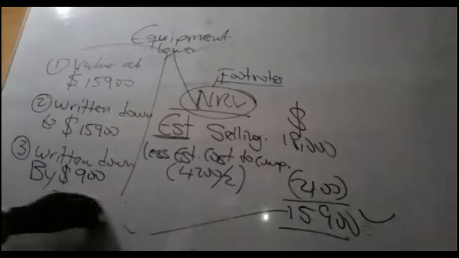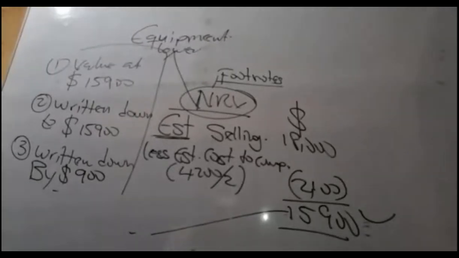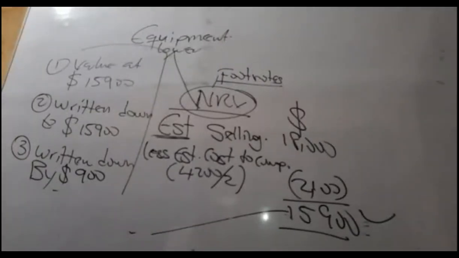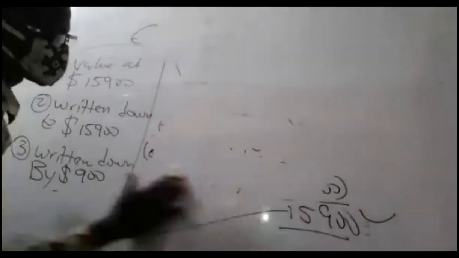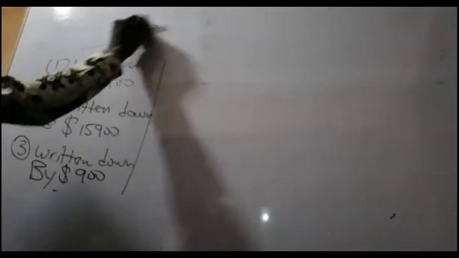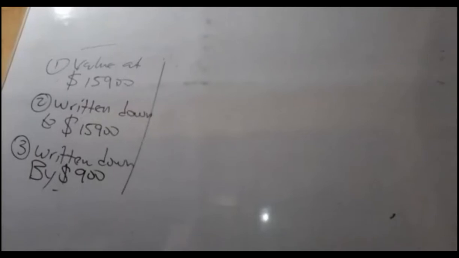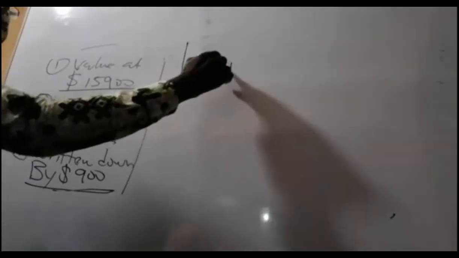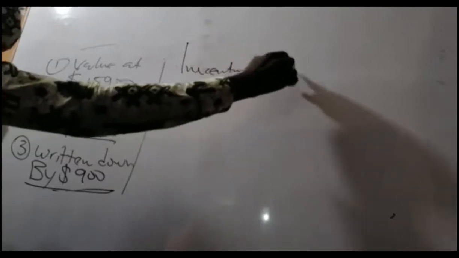Now let's look at the accounting treatment. How do you treat this in a book when the NRV happens to be the lowest one? The accounting treatment, and these are the terms. Good. So you find the written down. That is the difference, the written down. Inventory written down. So what we call inventory written down.